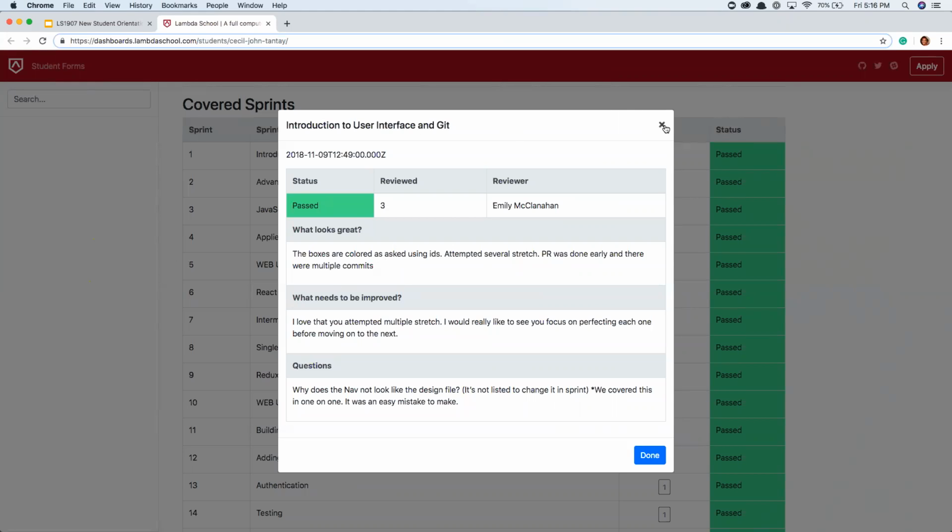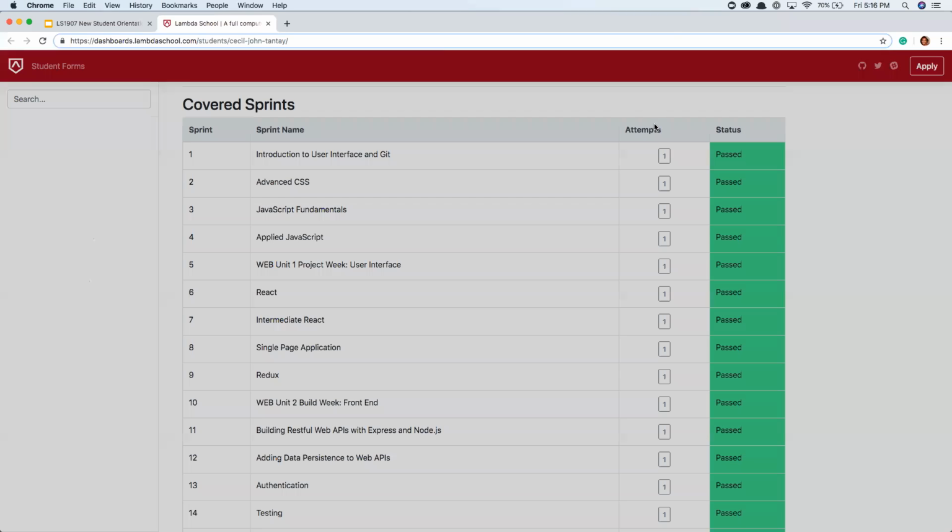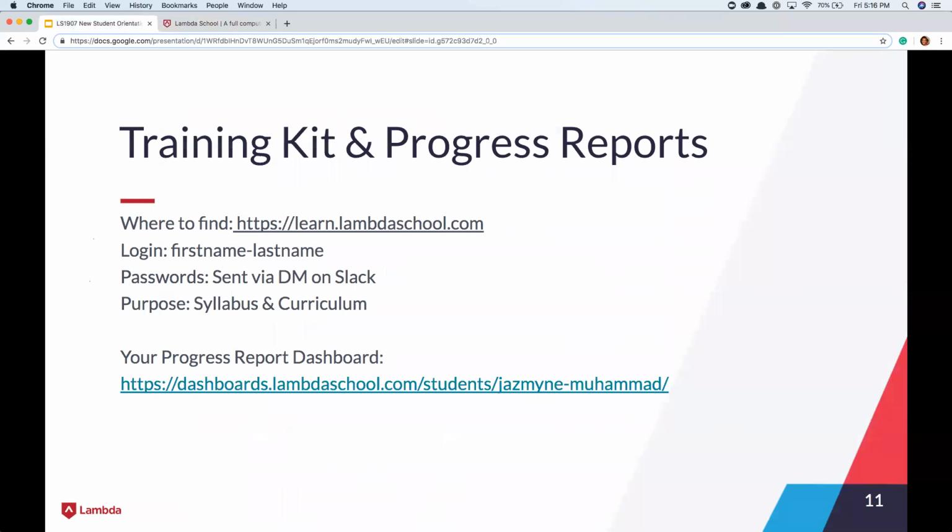Please use it often. So many people don't know that this is here, and I really wanted to stress it so you guys know what a great tool it is, okay? So that is your training kit and your progress reports.